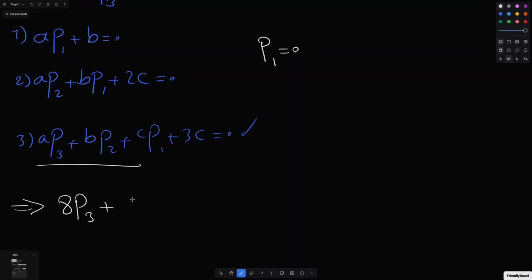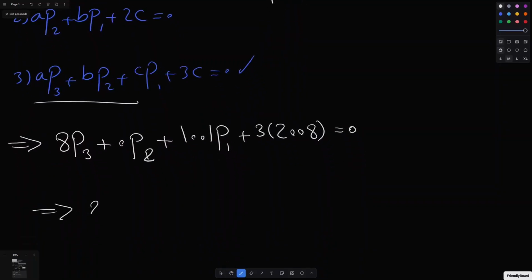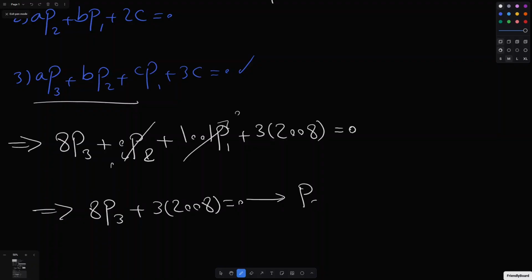So it's going to be 8p3 plus 0p2 plus 1001 p1 plus 3 multiplied by 2008, because that was our d, right? So we are solving this now, and from here we have 8p3 plus, this is 0 and this is also 0, because p1 was 0, because r1 plus r2 plus r3 was 0 for the first power. So it's going to be 8p3 plus 3 multiplied by 2008 equals 0.